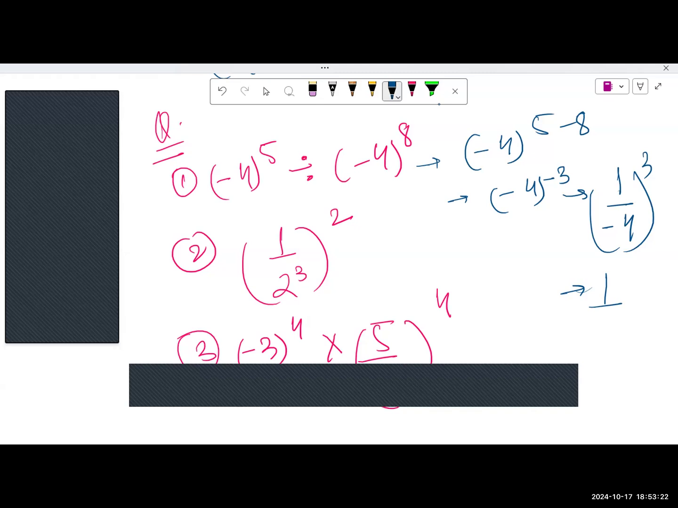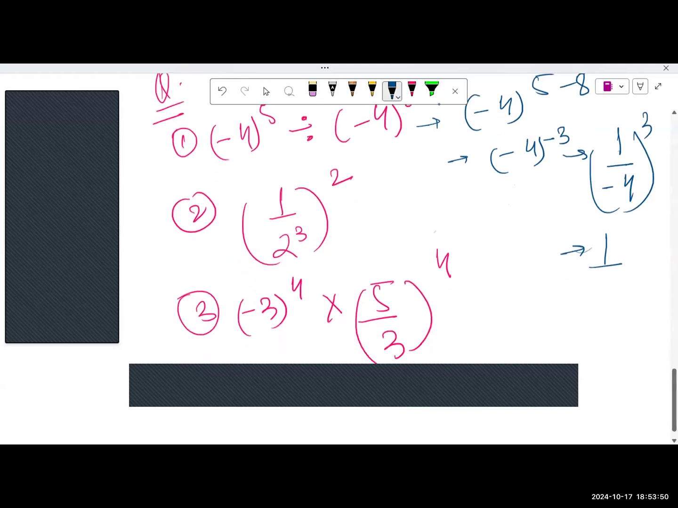Now can we end the step at minus 4 to the power minus 3, or do we have to do this also? No, you cannot end here. What is the answer? 1 by 64. Ma'am, 1 by negative 64. Yeah, very good. 1 by negative 64.